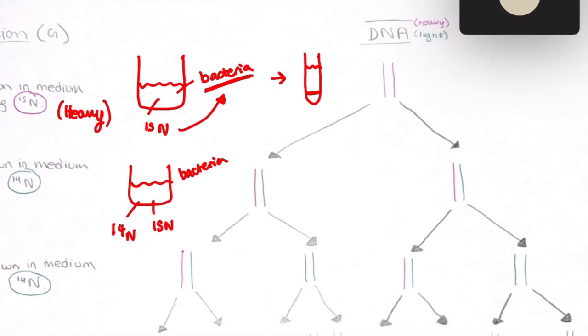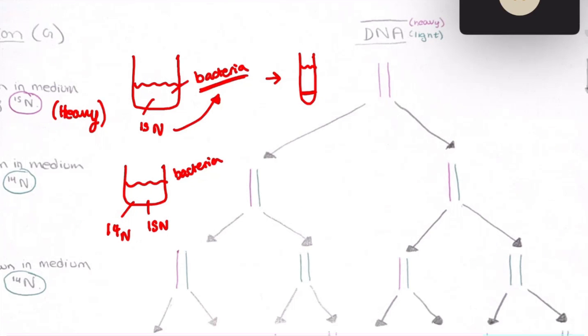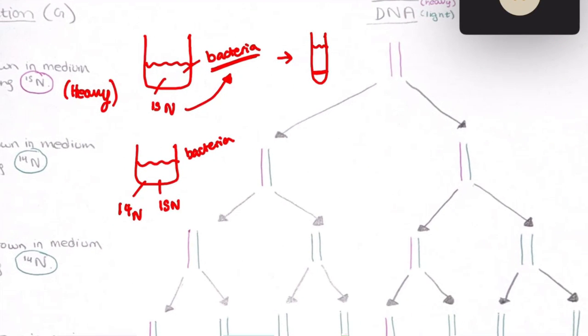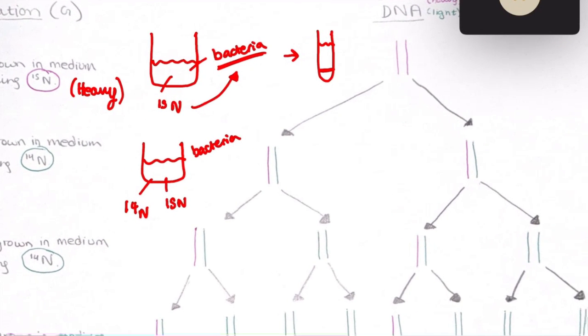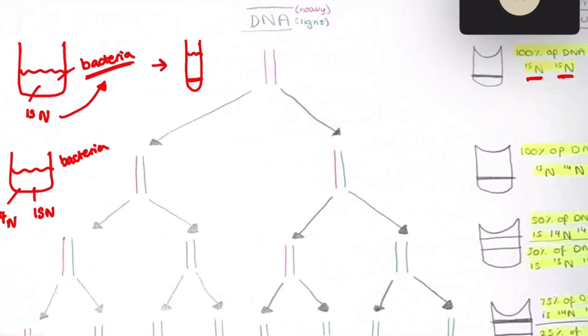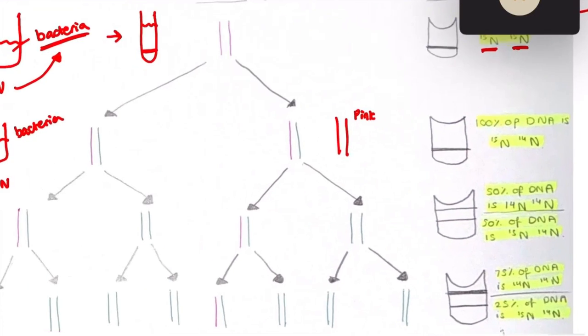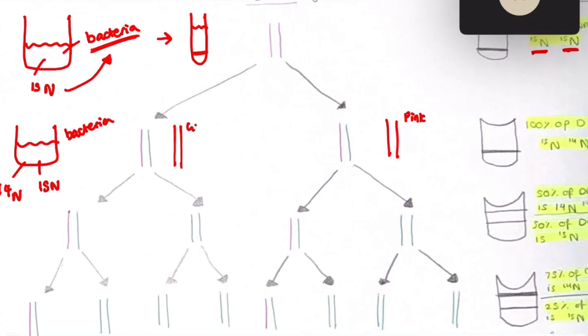Okay, so we originally had this heavy strand of DNA, and we've just added in 14 nitrogen. When we've added in 14 nitrogen, the 15 nitrogen strand has split off and paired with a 14 nitrogen. So what they noticed was that we had a 15 nitrogen paired with a 14 nitrogen. If DNA replication was conservative, this is what would have happened: we would have had two pink strands over here, and then two lighter strands over here, which were green. But that didn't happen.